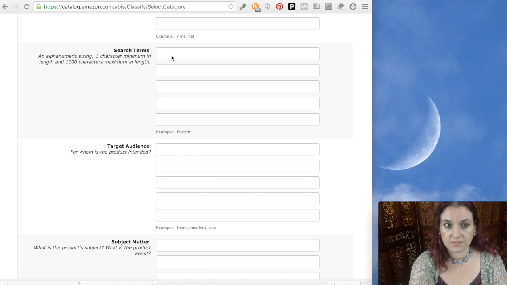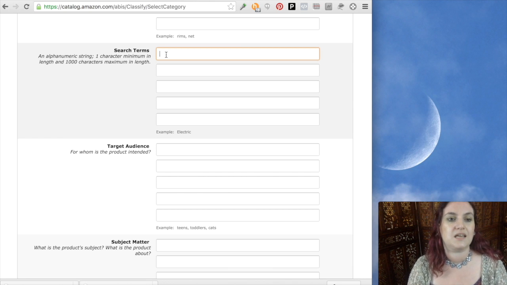And search terms has changed. You now have really, really long spaces to put your search terms. You can go up to 1,000 characters in here, which is just craziness. You can put all this information in here. So first of all, put your really valuable information in the title, in the bullet points. Use your search terms for any additional information that you don't necessarily want to show up to customers.